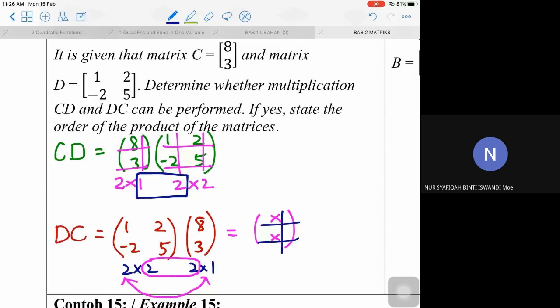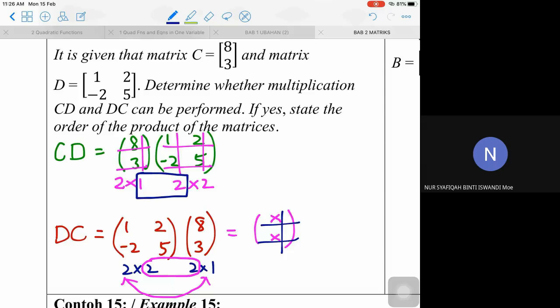So itu cara kita mengenal pasti bolehkah dua matriks itu didarab. Kalau dia boleh didarab, apakah peringkat dia? Kerana peringkat itu boleh memberitahu kita berapa unsur di dalam matriks jawapan itu. Okay, itu contoh 13. So CD, no. DC, yes. And the order of the product of the matrix for DC is 2 times 1. So that has already answered the questions.